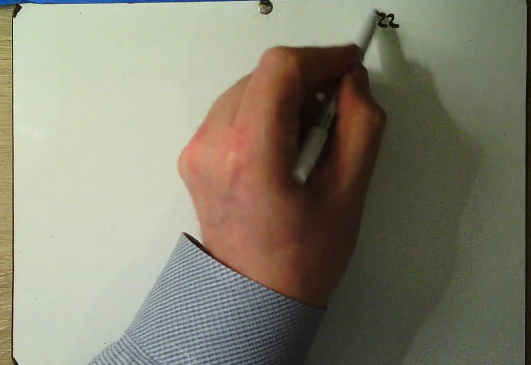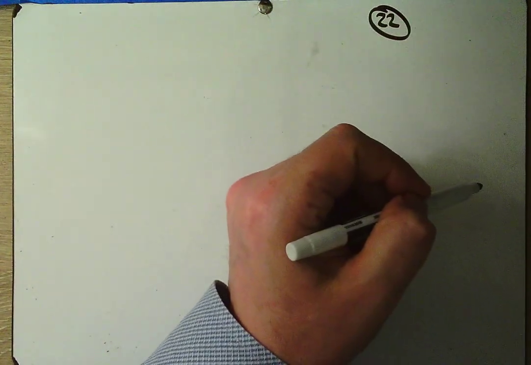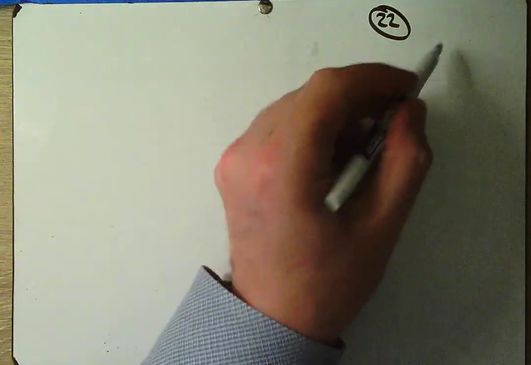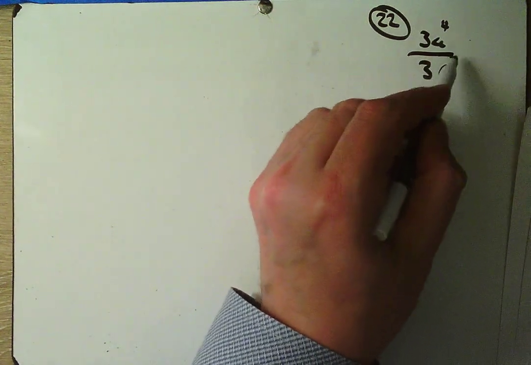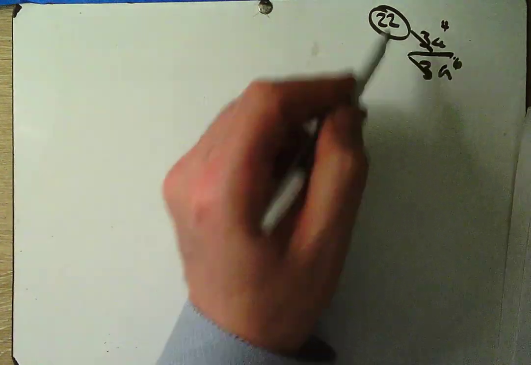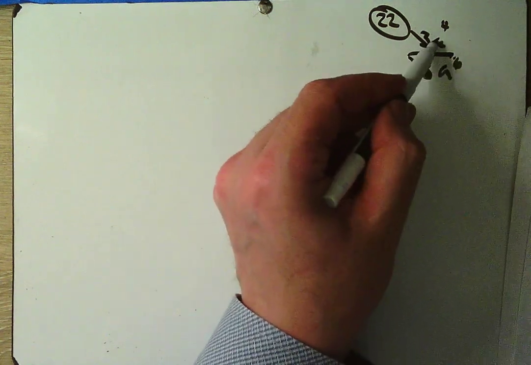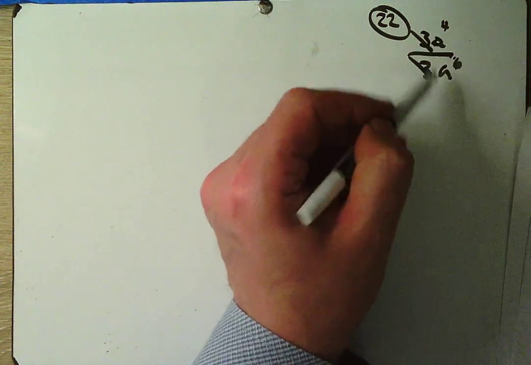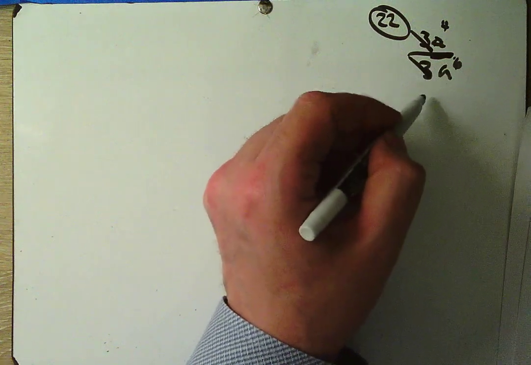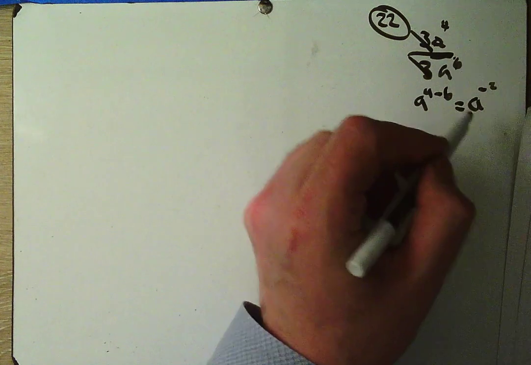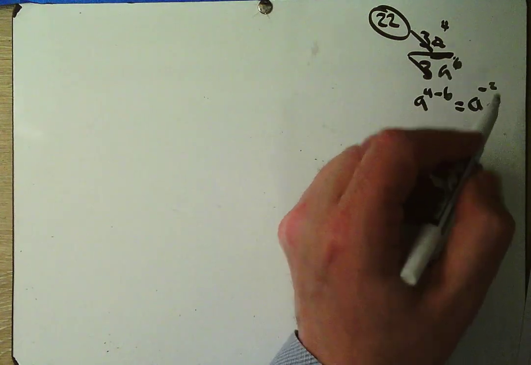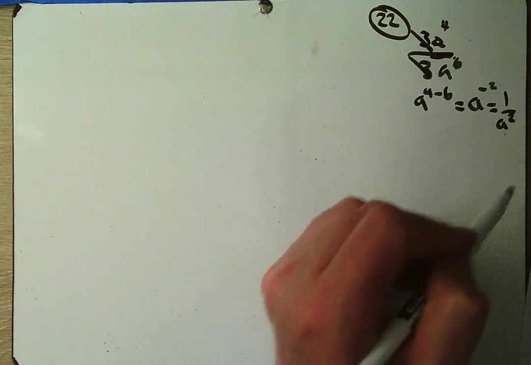22. For a bigger than 1, 3a to the 4th, no, that doesn't say 4. Yes, it does. Over 3a to the 6th. Well, these 3's cancel. And when the bases are the same, like in this case, both a, and we divide, we can subtract those exponents. 4 minus 6 is a to the negative 2, or 1 over a squared.